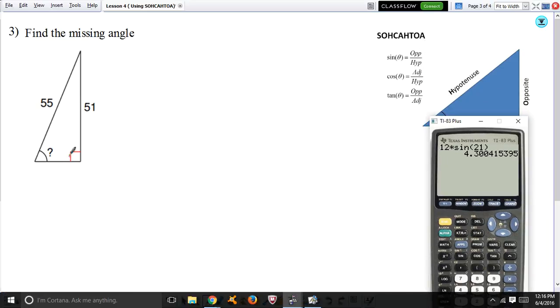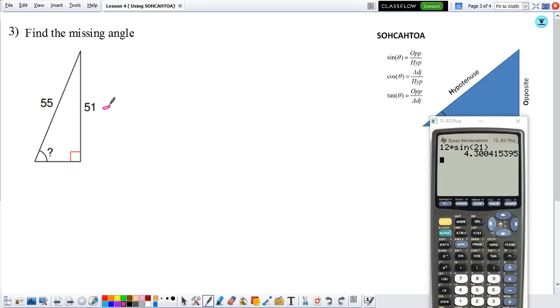Now, we don't know the angle in this form. So can we still use Sohcahtoa? Yes, you can use Sohcahtoa to figure out either the angle or the side of a right triangle. So we have a right triangle here. We can use Sohcahtoa. So let's see. This is the angle that we want. So let's see, what do we know? If this is the angle, that means that the 51 is my opposite. And that means that 55, that's my hypotenuse. That means that this is my adjacent.